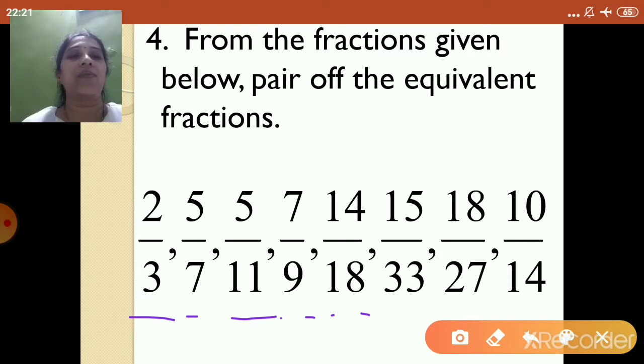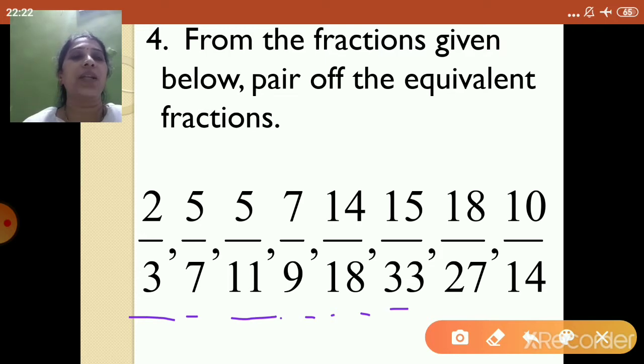Let's go to the next fraction, 15 upon 33. Now 15 and 33 will not come in 2's table, so we'll go to the 3's table. So 3 5s are 15 and 3 11s are 33. So you get the answer as 5 upon 11. So 15 upon 33 is an equivalent fraction.